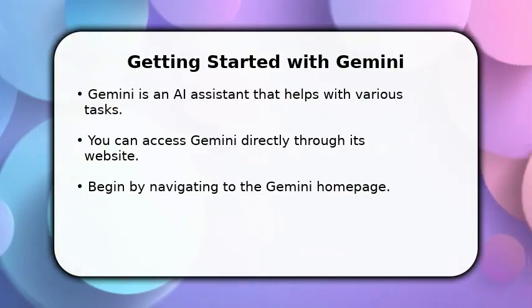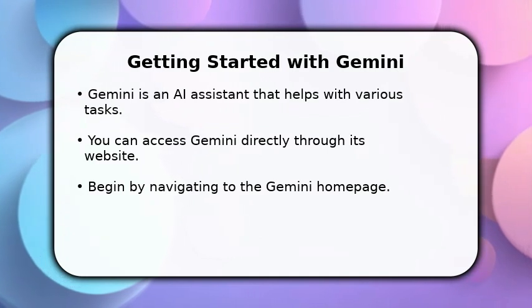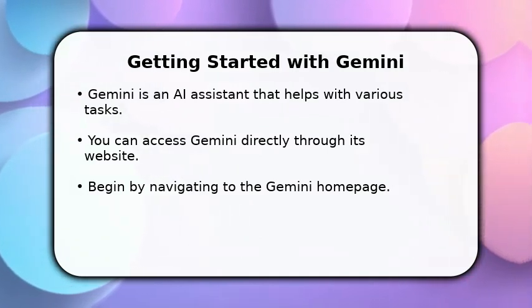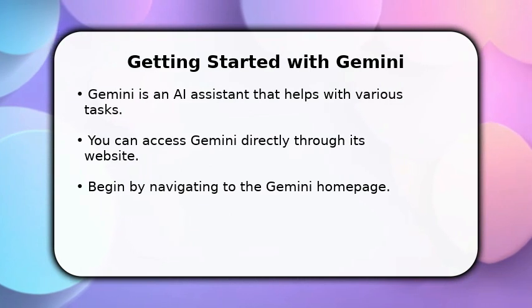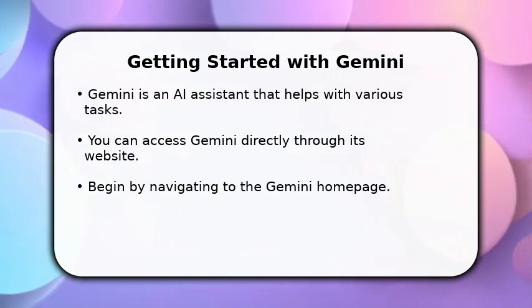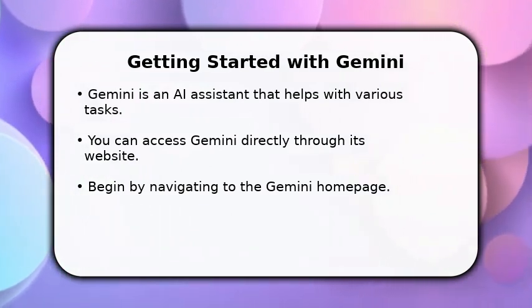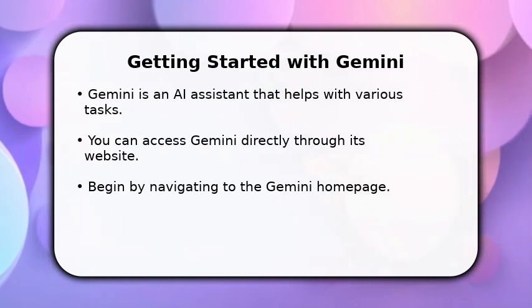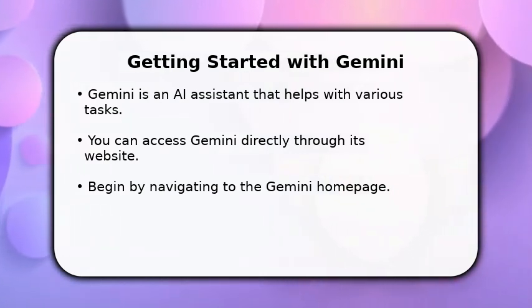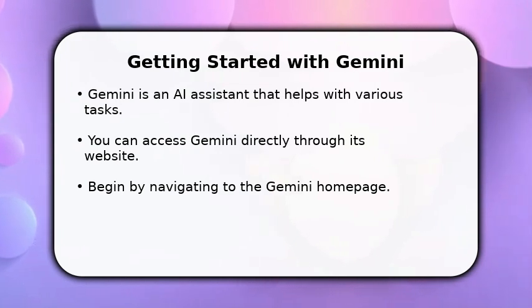In this video, I will explain how to use the Gemini website. First, open your web browser and type in the Gemini website address. Once the page loads, you'll see the main interface where you can start interacting with the AI. It's designed to be user-friendly, so don't worry if you're new to AI tools. Just look for the text input box to begin your first conversation.